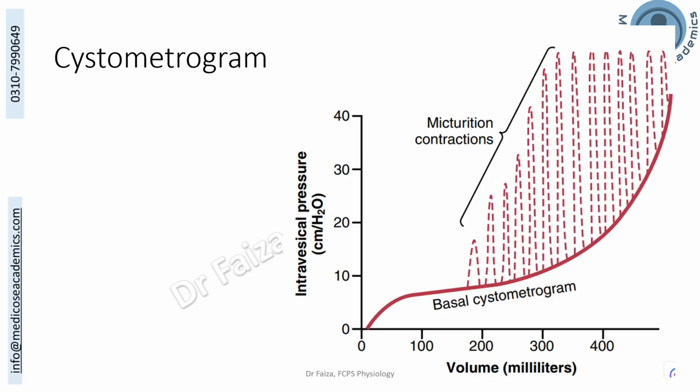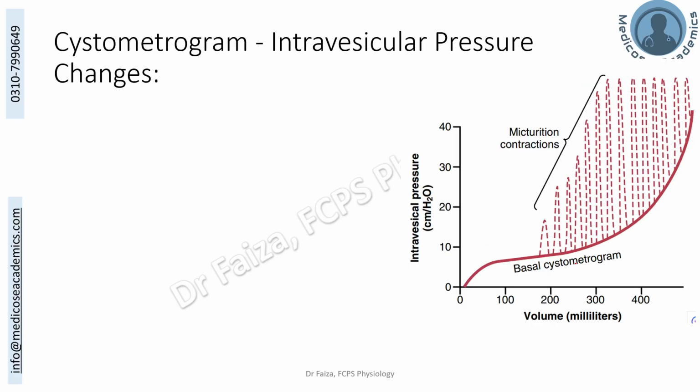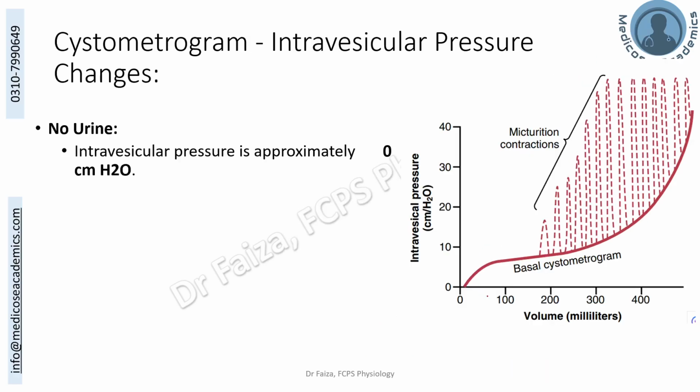This is the cystometrogram, which is showing the relation of pressure and volume of the bladder. On the x-axis, you can see the change in volume in the bladder, and on the y-axis, there is intravesical pressure in centimeters of water. If we look into the details of it, as the bladder volume keeps on increasing, you can appreciate some changes in the pressure. Starting from when there was no urine in the bladder, the pressure was approximately 0 centimeters of water.